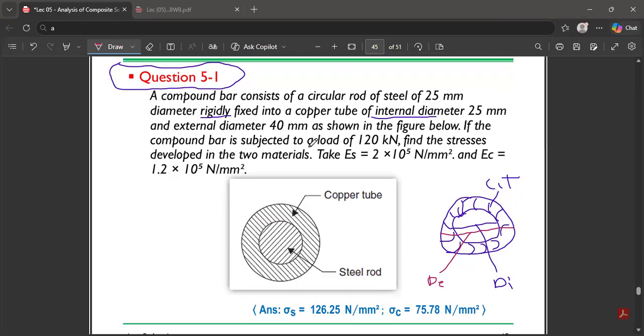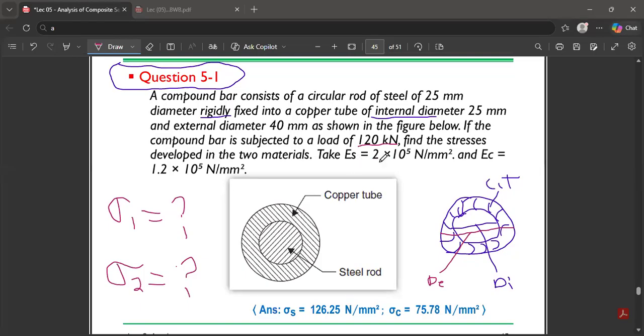If the compound bar is subjected to a load of 120 kilonewton, find the stresses developed in the two materials. So at the end of the day, we are supposed to find the stress in material one, and we are also supposed to calculate the stress in material two.